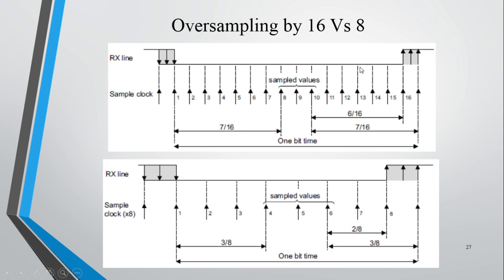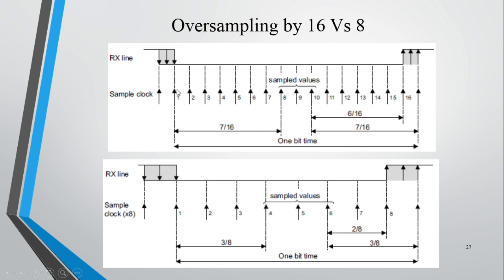So this is a timing diagram showing oversampling by 16 and oversampling by 8. This is one bit, and whenever it is received, it is sampled 16 times if we are configuring oversampling by 16. Similarly here, the same one bit will be sampled only 8 times if we are configuring oversampling by 8. And in both cases, we are using the majority voting method. What does it mean? In the center of this one bit, 3 samples will be taken.